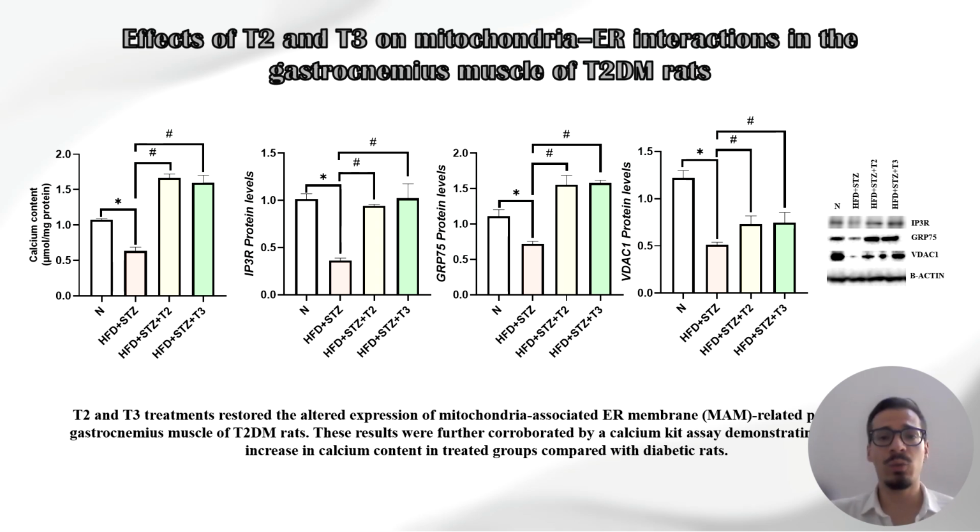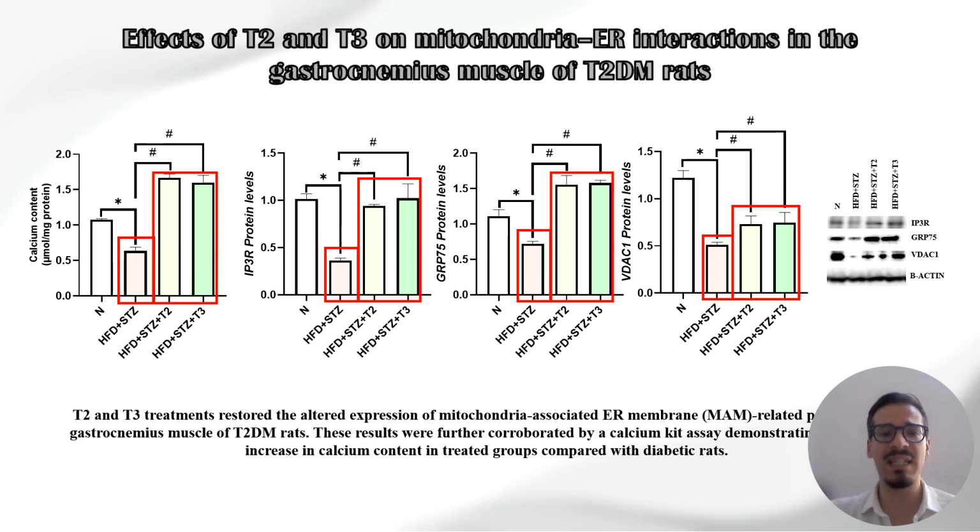Finally, we investigated whether T2 and T3 modulate mitochondria interactions by evaluating the protein levels of key mitochondria-associated membrane proteins, such as IP3R, GRP75, and VDAC1, together with intracellular calcium content. Diabetic rats exhibited a significant reduction in IP3R, GRP75, and VDAC1 protein levels compared with control animals, suggesting an impairment of mitochondrial communication. Since these proteins form the molecular complex responsible for calcium transfer from the endoplasmic reticulum to mitochondria, their regulation is indicative of defective calcium signaling and altered mitochondrial function. Consistently, diabetic rats also showed a significant decrease in intracellular calcium content.